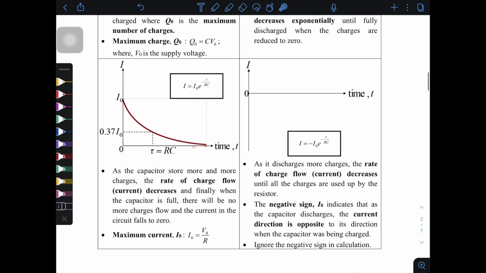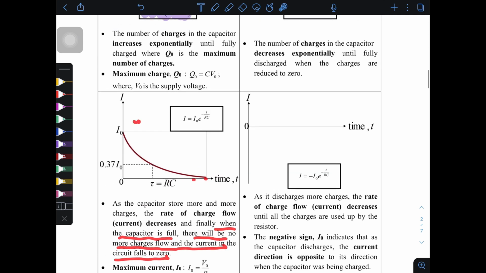Okay. And finally, when the capacitor is full, there will be no more charges flow and the current in the circuit falls to zero. Kan kita tahu elektron bergerak akan menyebabkan ada current flow. So, bila kita punya charge dah full, elektron dah tak boleh bergerak, dah fully. Buat apa nak bergerak lagi?